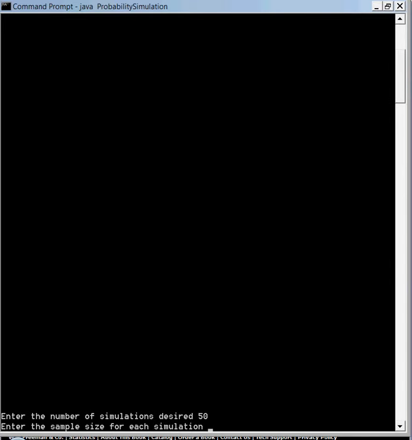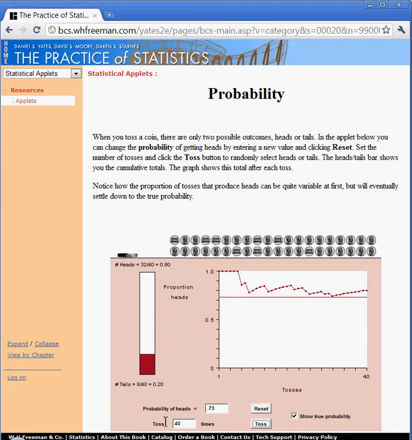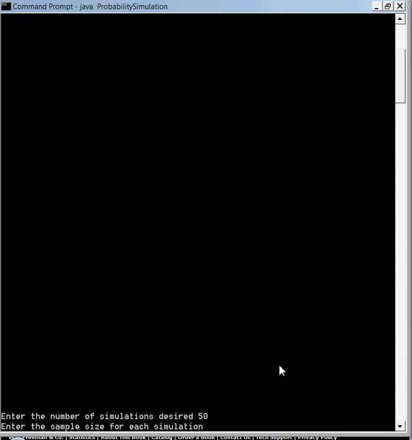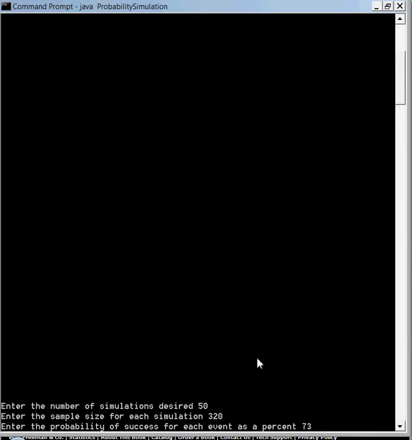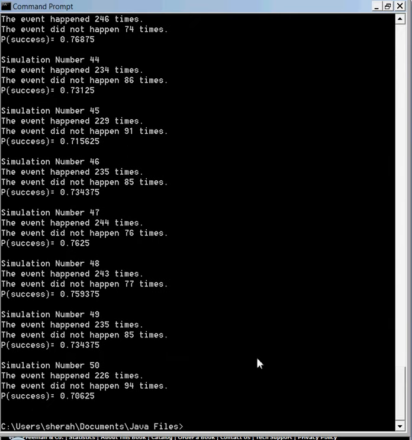Okay, sample size. This is the actual 40 right here. Except if you remember, the actual problem said now simulate drawing 320 women. I get to do that instead of doing 48 times. So I can do the 320. Doesn't matter. Okay, enter the probability of success for each event as a percent. That is this. Except instead of entering it in 70.73, I would enter it in 73. It's 73% probability of success. So anyway, 73% probability of success. And now I hit enter, and the program finishes for me because I am amazing.